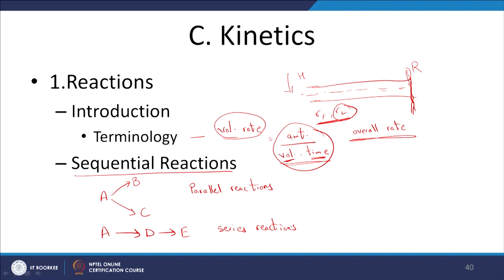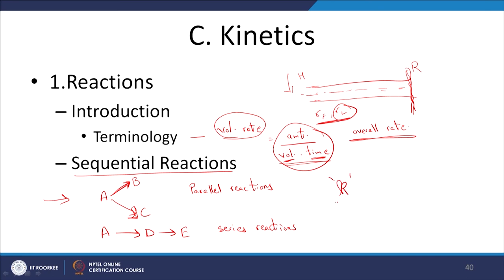So, for example, let us say I am now looking at this particular case, A degrading via two reactions, and those two are parallel reactions, A going to B and A going to C. Let us say you want to model this, and you know that A going to B is remarkably faster than A going to C, let us say 1000 times faster in magnitude, in terms of the rate constant.